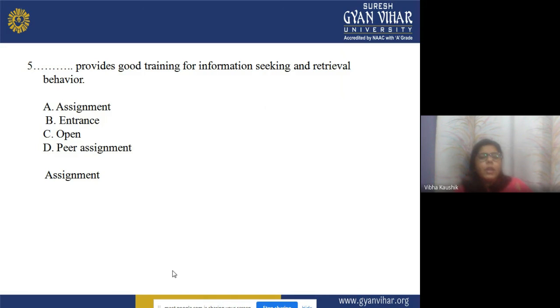Now the fifth one, dash provides good training for information seeking and retrieval behavior. Options are A assignment, B entrance, C open, and D peer assignment. Now what will be the correct answer? And the correct answer is option A, that is assignment.